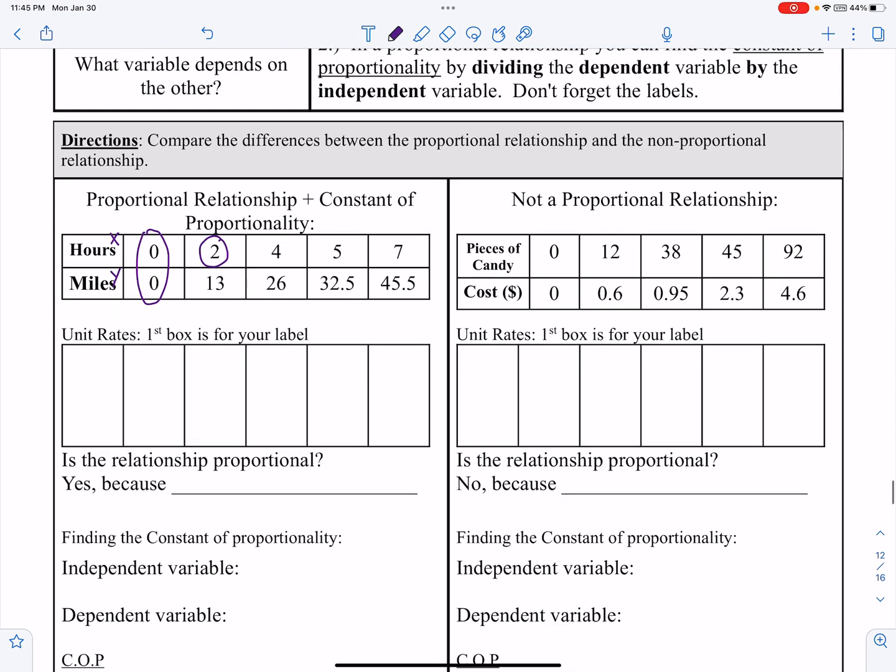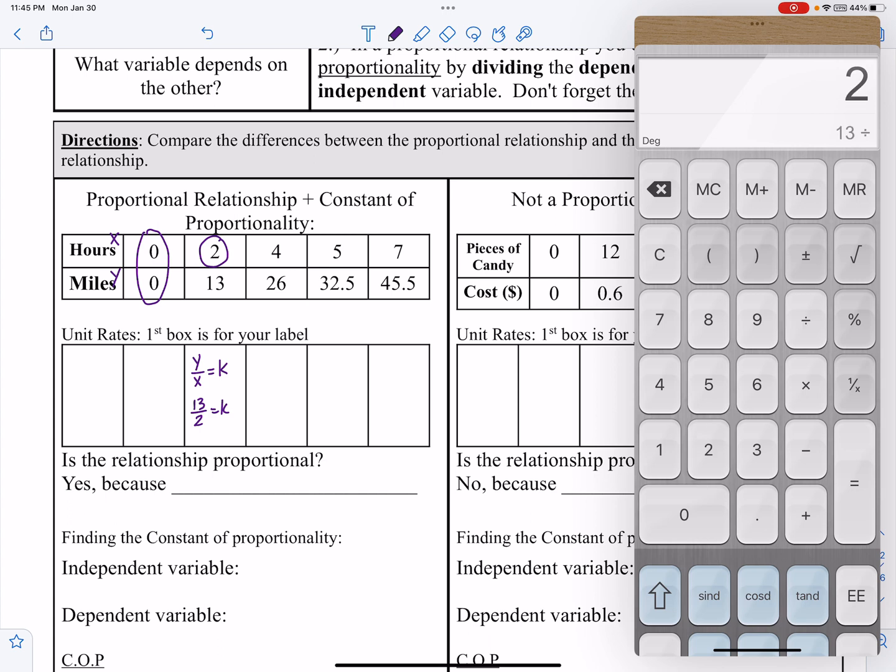So the next one, we're doing y over x equals our constant. Let's go ahead and check it. So 13 divided by 2 equals k. What is 13 divided by 2? Okay, so 6.5 is our constant for this one. So let's go ahead and check the next box here. We're going to do our 26 over 4 equals k. 26 divided by 4, let's check that multiplier. This is 6.5 as well.